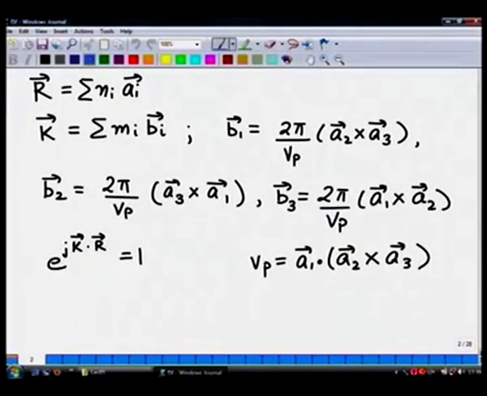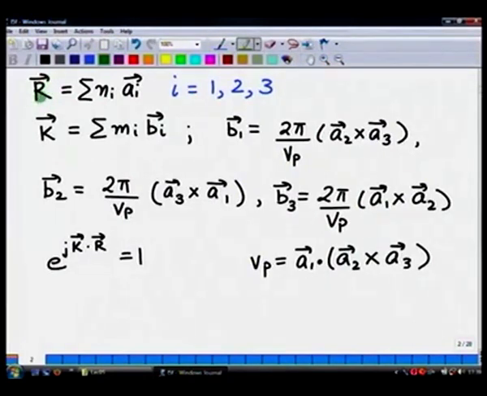We said that if I have 3 primitive lattice vectors A1, A2 and A3, then any lattice point in the direct lattice can be generated by this vector R, which can be reached by using integer values of n1, n2 and n3 multiplied by these primitive lattice vectors. So, we can locate any lattice point with this vector R. So, R represents the lattice points.